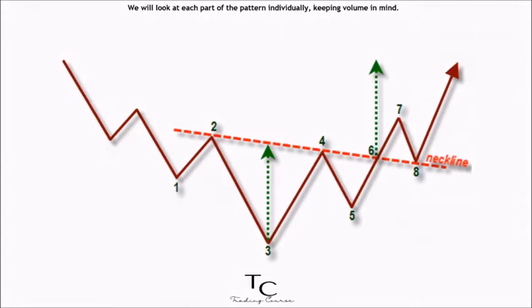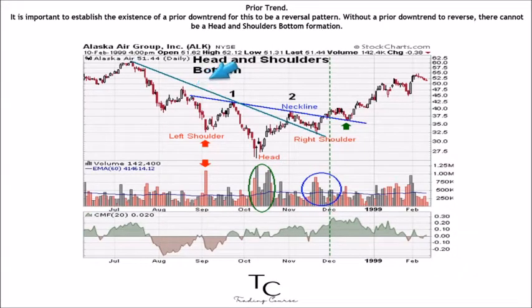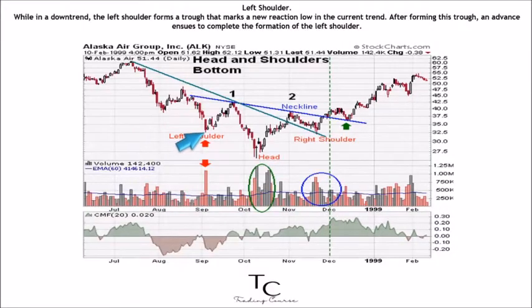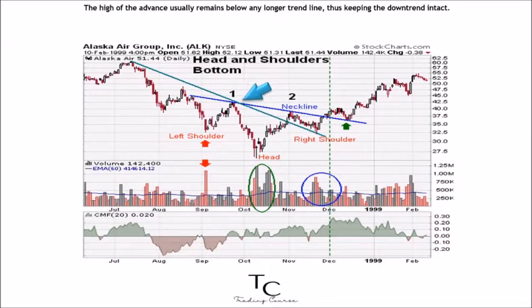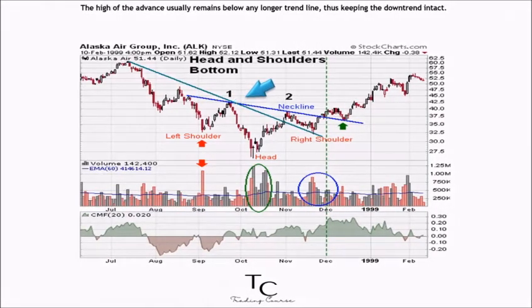Keeping volume in mind. Prior trend. It is important to establish the existence of a prior downtrend for this to be a reversal pattern. Without a prior downtrend to reverse, there cannot be a head and shoulders bottom formation. Left shoulder. While in a downtrend, the left shoulder forms a trough that marks a new reaction low in the current trend. After forming this trough, an advance ensues to complete the formation of the left shoulder. The high of the advance usually remains below any longer trend line, thus keeping the downtrend intact.